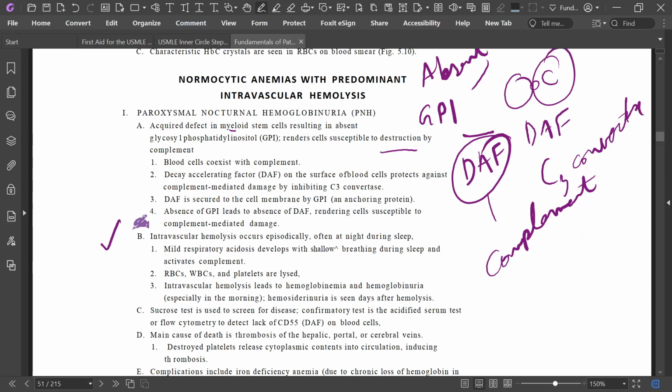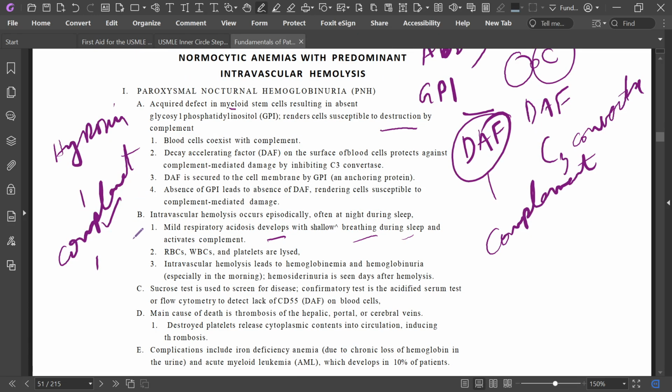Intravascular hemolysis occurs episodically, often at night during sleep, because when we are in a sleeping state there is mild respiratory distress. Decreased breathing during sleep causes hypoxia, which actually activates complement. And as there is absent GPI, there is complement mediated damage.